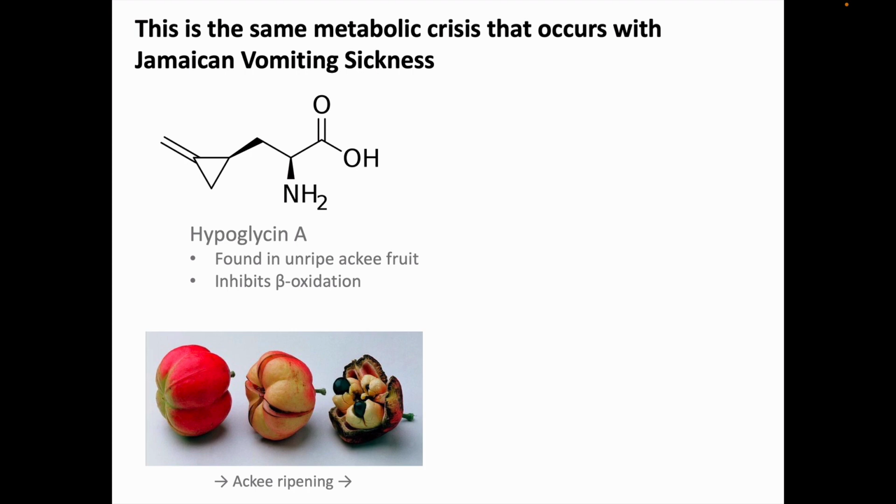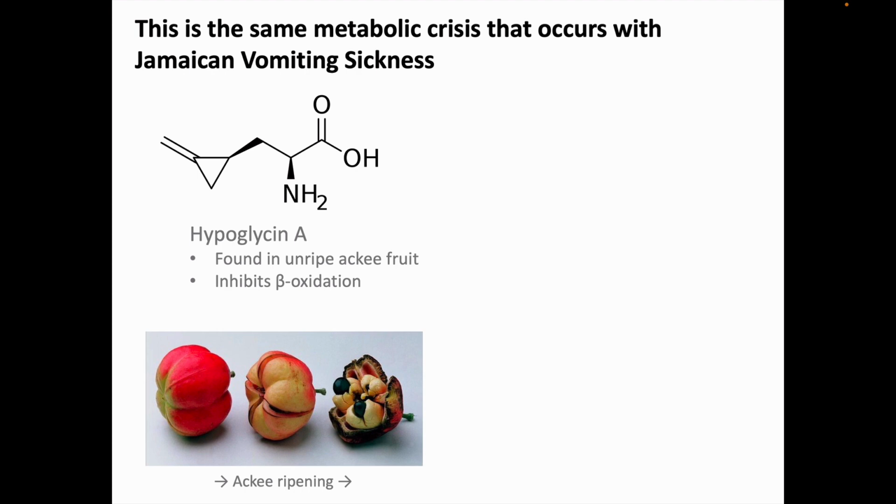And this same metabolic crisis also occurs with Jamaican vomiting sickness, one of my favorite toxicologic zebra diseases. There's a toxin called hypoglycin A found in unripe ackee fruit, which impairs beta-oxidation and can, as the name implies, result in altered mental status in part from hypoglycemia. The unripe fruits are red and about the size of an apple. As they mature, the amount of hypoglycin decreases, so they are edible without danger.